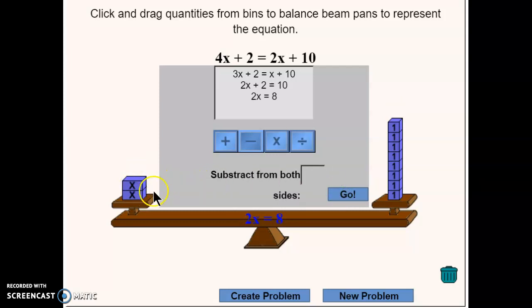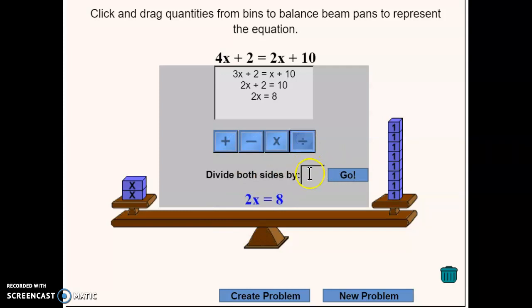Okay, now I have x on one side, which is a 2x, and the right hand side only has number. So next step, I want to know x equals what, right? So 2x, if I divide both sides by 2, I will get x. So 2x divided by 2, so I need to click divide by 2. Go. Okay, so I end up with x equals 4, which is the answer. The value of x is 4.